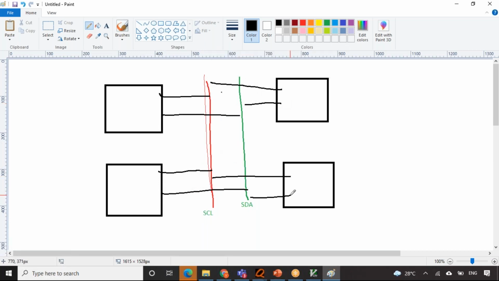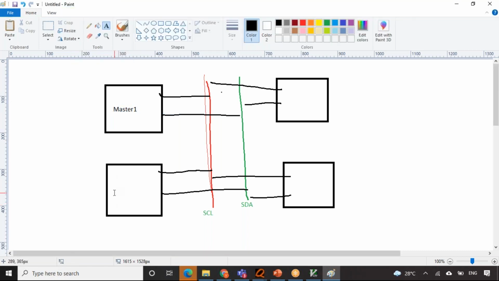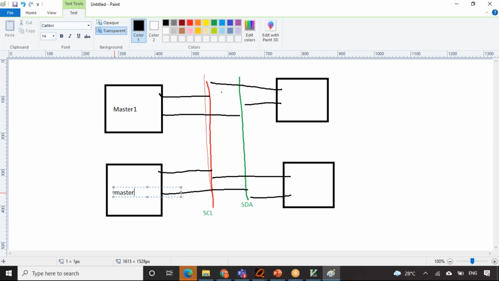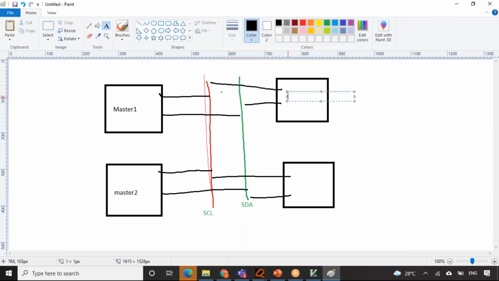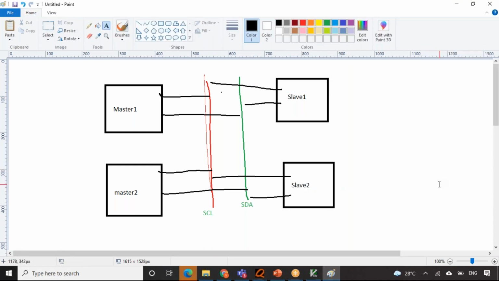How are the connections done? You have understood easily, right? Everything is connected to all those common wires. This is called master 1. Just for our convenience, we are treating whatever is on the left hand side as master 1, and whatever is on the right hand side as slave 1. It's not always like that. They can be connected anywhere. Master 2, slave 1, slave 2. Now here comes the question.